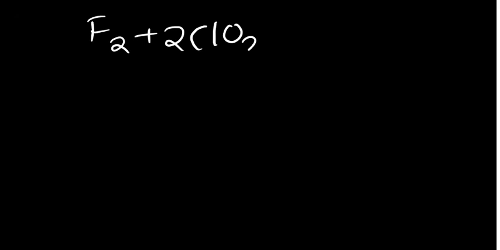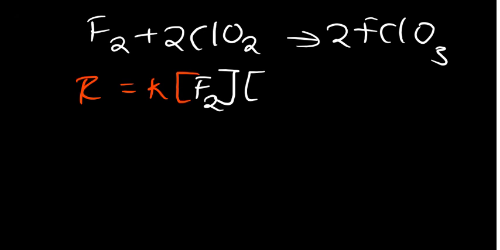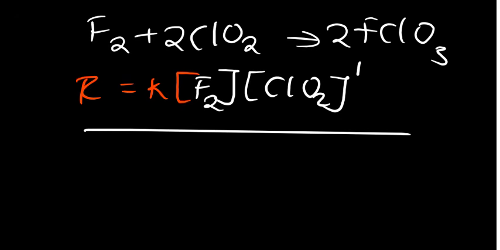Okay, so it has been proven experimentally that the rate of this reaction is actually given by k, then we have fluorine 2 multiplied by, so here the power is just 1. Okay, despite it having a 2 there. So the ratio doesn't depend on the stoichiometric coefficients. Okay, it's independent of that.